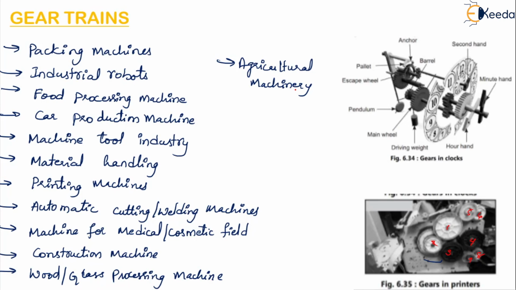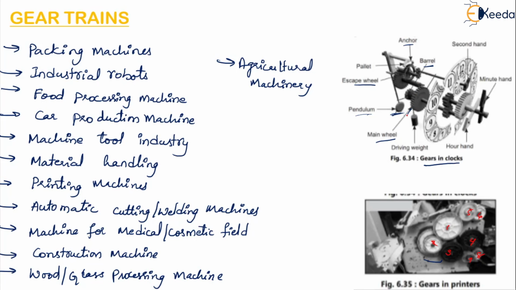So here I will show you how the gears are arranged in the clock. So from this figure we can see this is a clock and how the gears are arranged. So even a pendulum can be arranged. So here there is a pendulum. There is an escape wheel. There is a pallet. There is an anchor. Okay, you can see there is a barrel here. Okay, so this is the main wheel.